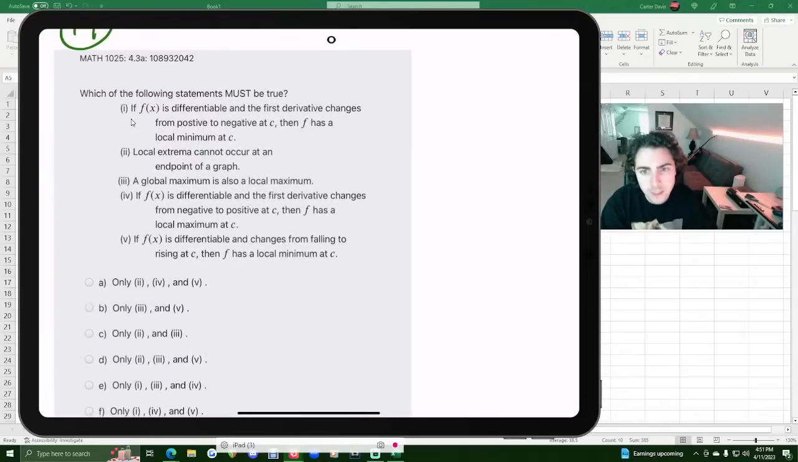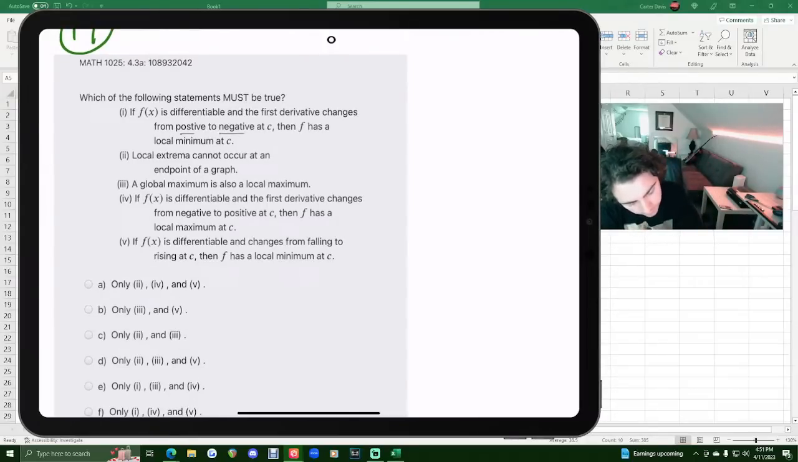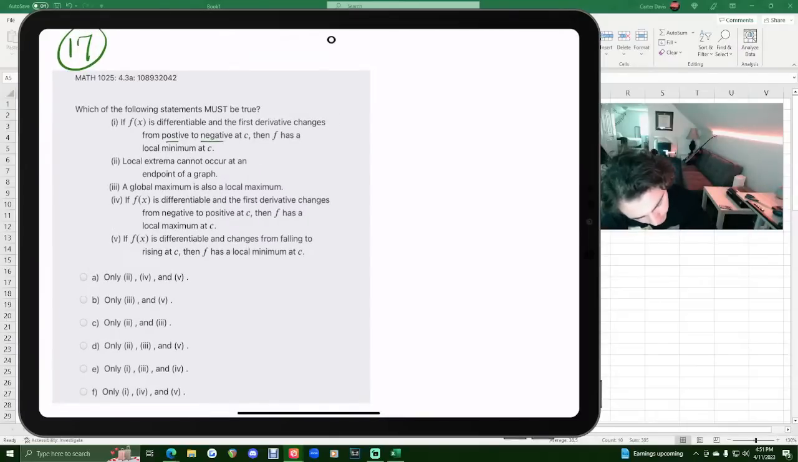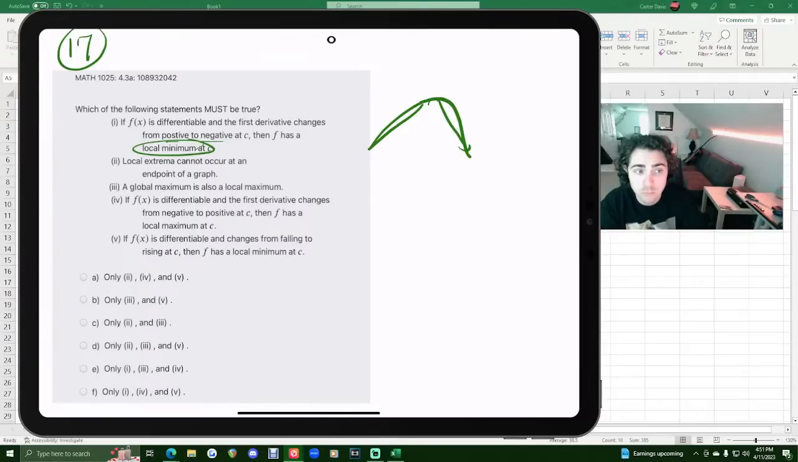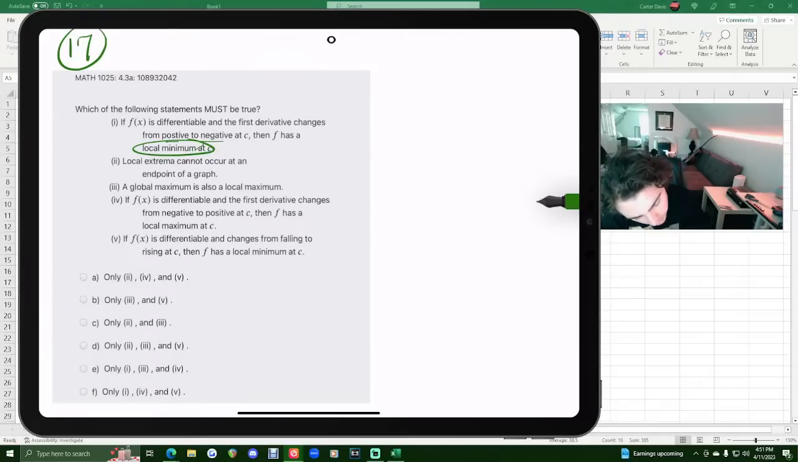All right, which of the following statements must be true? If f is differentiable and the first derivative changes from positive to negative at c, then f has a local minimum. So if the first derivative changes from positive to negative, that means that the slope of f is changing from positive to negative. Now, when the slope changes from positive to negative, does that look like a local minimum? No. Hopefully it looks like a maximum. So when the first derivative changes from positive to negative, we're talking about f has a max.